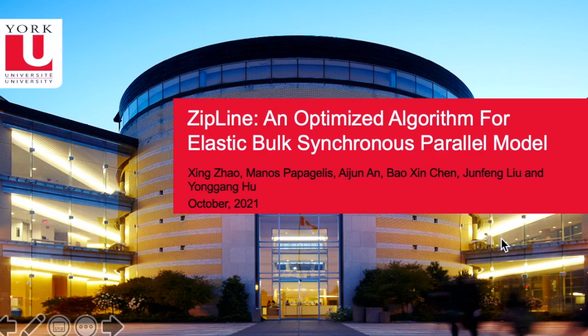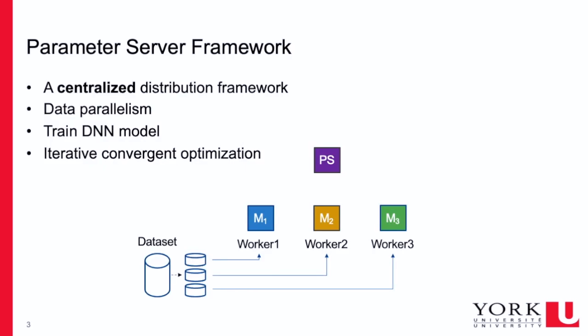In this video, I'm going to talk about ZipLine, an optimized algorithm for elastic bulk synchronized parallel model. So let's look at the background of this elastic bulk synchronized parallel model. It is running in the parameter server framework. The parameter server framework is a centralized data parallel distributed platform for deep neural network model training. It follows the iterative convergent optimization.